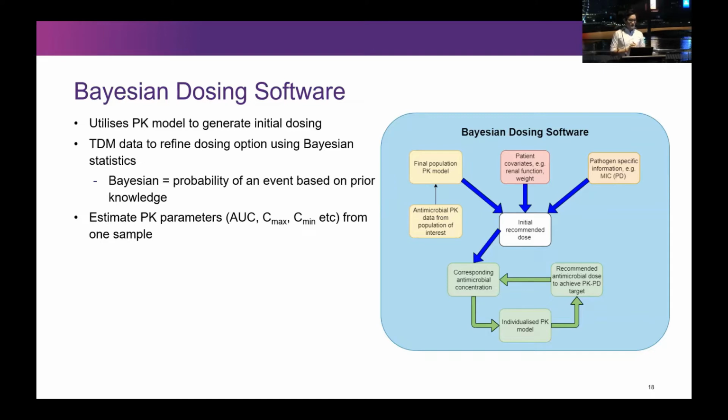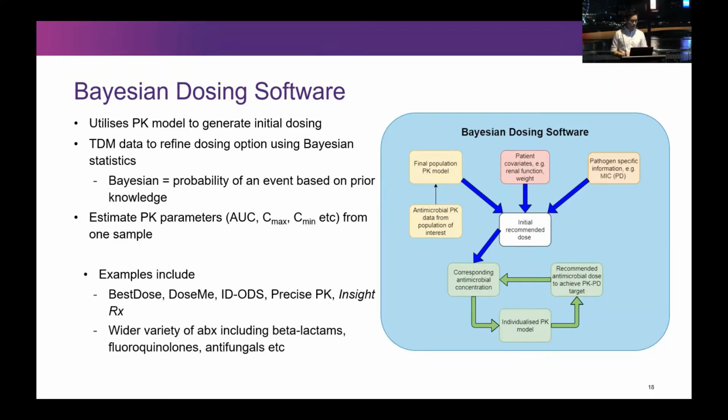Now, the other thing that's a bit special about dosing software, and this is not specific to Bayesian dosing software programs, is that they can often estimate pharmacokinetic parameters, such as the area under the curve that Oz talked about in his presentation, from just one sample. And this can be a randomly timed sample. It doesn't have to be a trough sample or a peak sample. So that is one benefit of using this particular program.